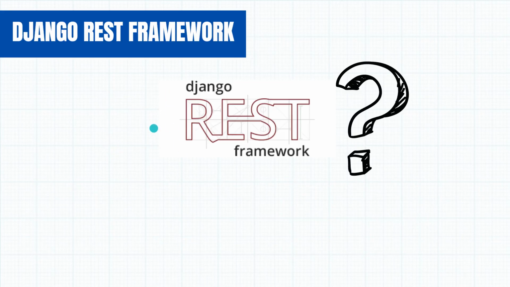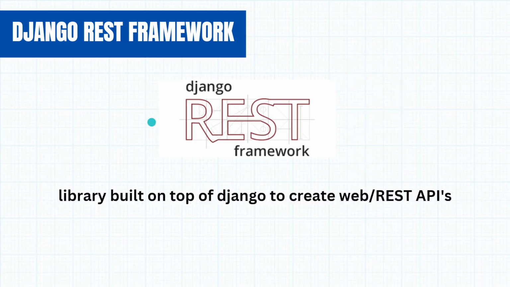Now, where does Django REST Framework come into this? And I mentioned you may have heard of Django REST Framework before. You may have not. That's totally fine. Django REST Framework is a library built on top of Django to create these web or REST APIs. It's basically a library that lets you turn your Django application into something that can be used by these various clients: web browsers, mobile applications, interactive billboards, car dashboards, anything that just needs to interact with the data. So now let's dive into the code and see how we can use Django REST Framework and how it actually works.